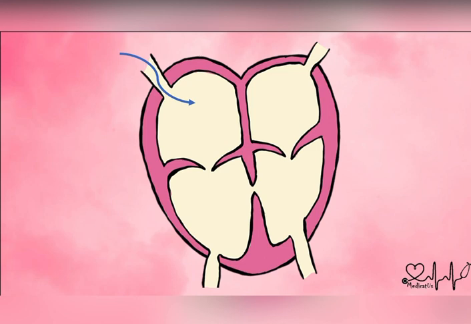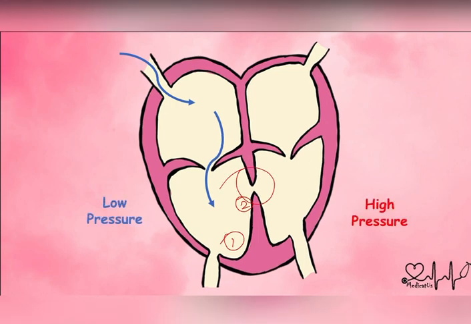As the blood comes to the right atrium, it will go to the right ventricle. But now it has two options: either it will go to the pulmonary artery as usual, or it can go to the left ventricle through this window. We know that the pressure on the left side is higher than the right side, and blood likes to flow from high pressure to low pressure, so it will continue flowing as usual to the pulmonary artery.